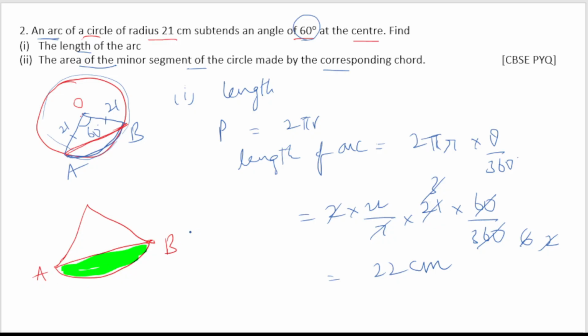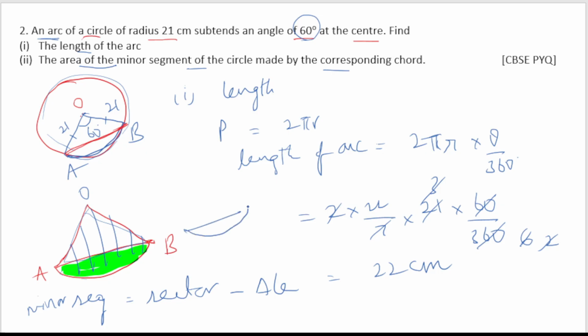Okay, we have to find the area of the minor segment. How do we find the area of the minor segment? Area of the minor segment is equal to the area of the sector, this full OAB, minus the area of the triangle OAB. From this full sector OAB, if we subtract the area of the triangle, then we will get the area of the minor segment. Here we will find the area of the minor segment.